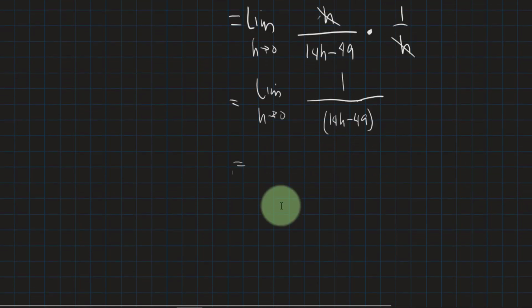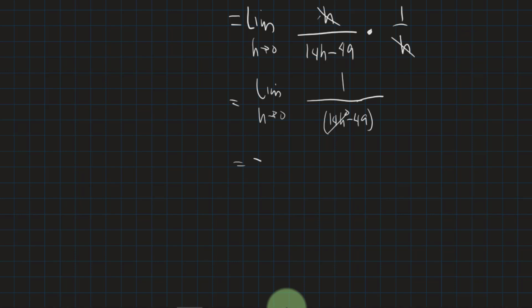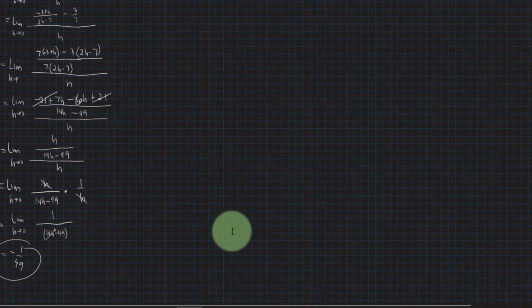Now, we get the limit as h approaches 0. So, ito magiging 0 na to. So, ang magiging sagot is negative 1 over 49. Yan. Okay? Medyo mahaba yung solution, no? Yan yung solution natin.